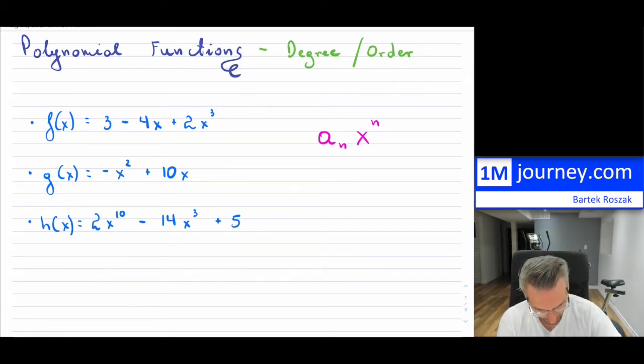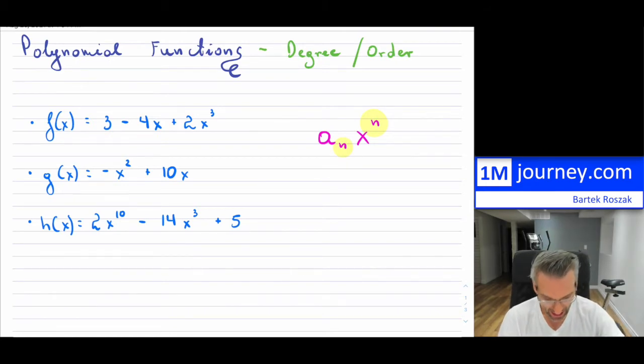Now this power n, the same n as right there, we're going to assume is a natural number. If it's a natural number, then it can take on a 1, a 2, a 3, a 4, and so on. So it can't be negative, it cannot be a decimal, and it cannot be a fraction.